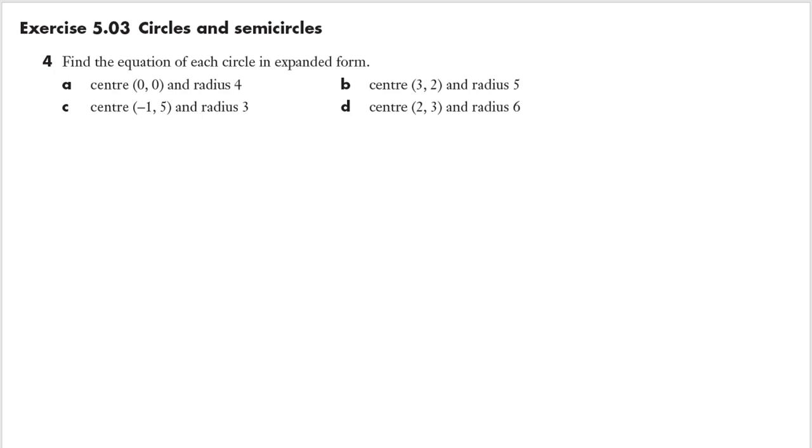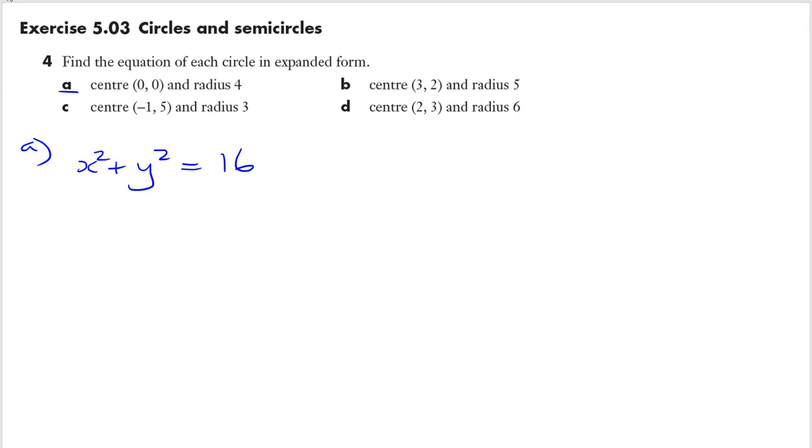Question 4 wants us to find the equation. This is probably the most challenging part of this exercise. It wants us to find the equation in expanded form. So something, A is not too difficult because the centre is at 0, 0. That's going to be x squared plus y squared equals 4 squared, which we can just write in as 16.